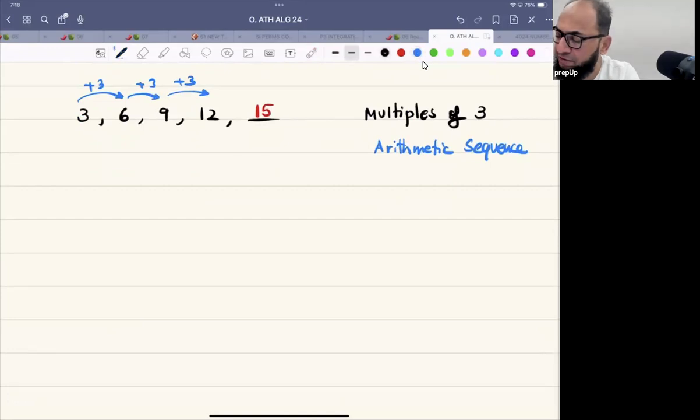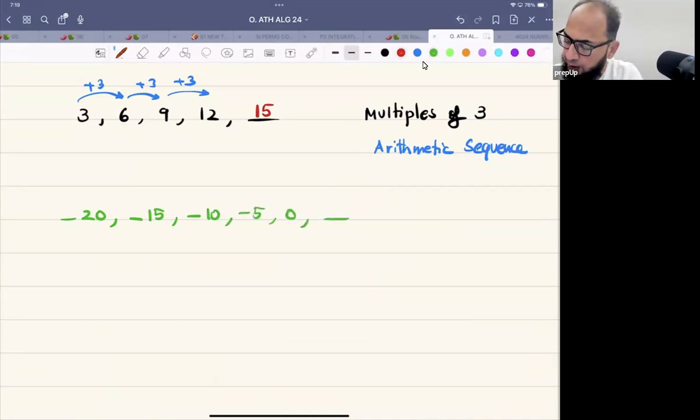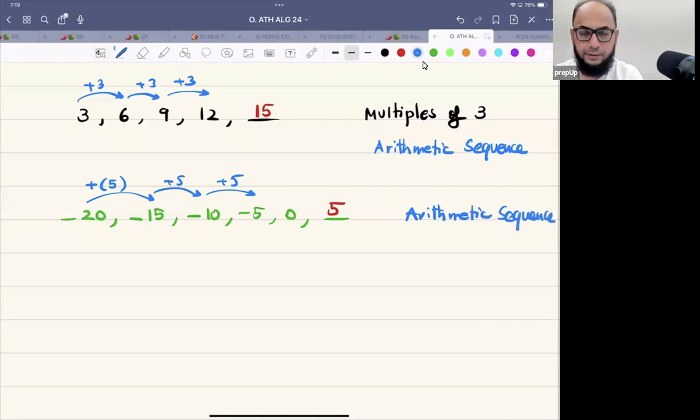Let's deal with some negative numbers. Let's say I have negative 5. Actually, let me start with negative 20, negative 15, negative 10, negative 5, 0. The next one is positive 5. This time there is an addition of a constant value of 5. A plus 5 is being added. So therefore this is again an arithmetic sequence because the difference is constant.